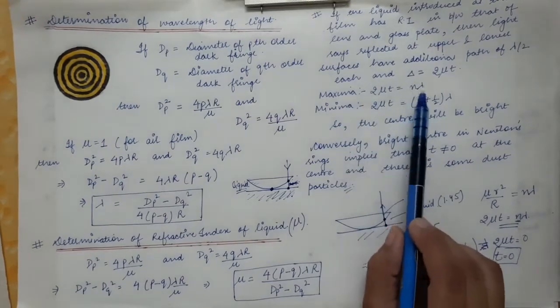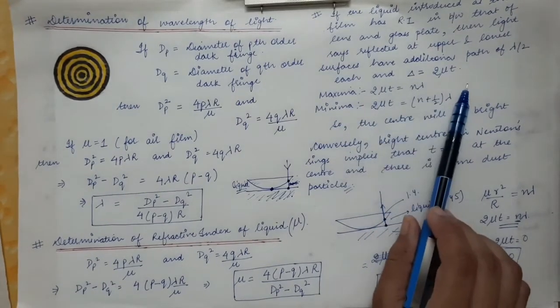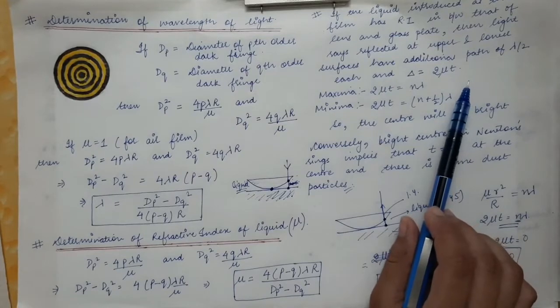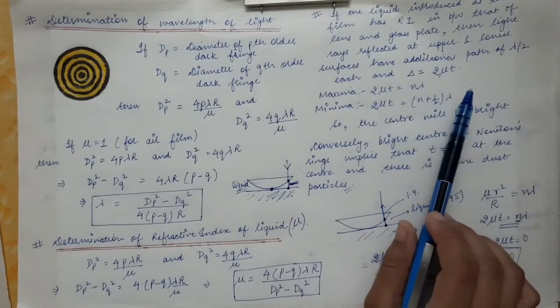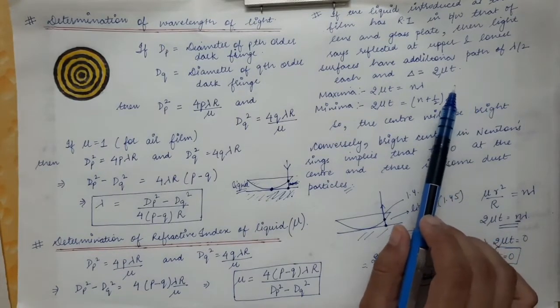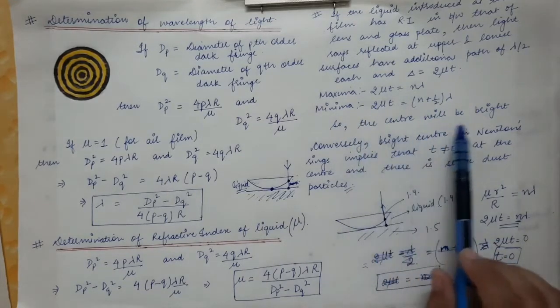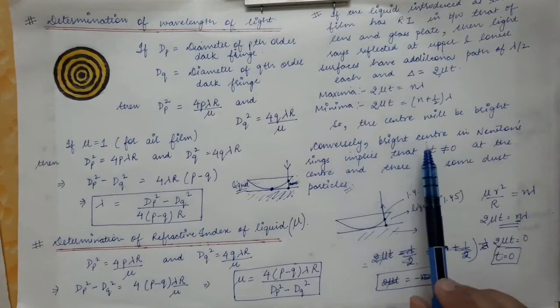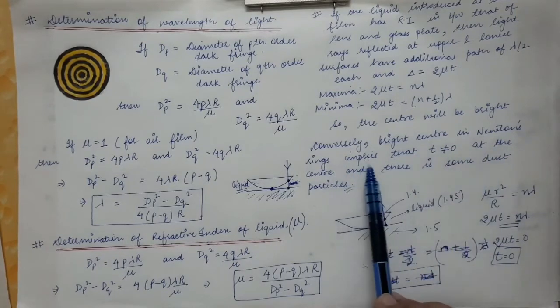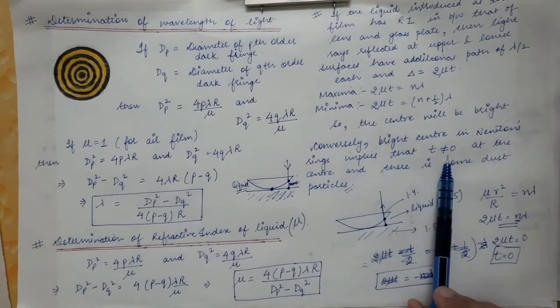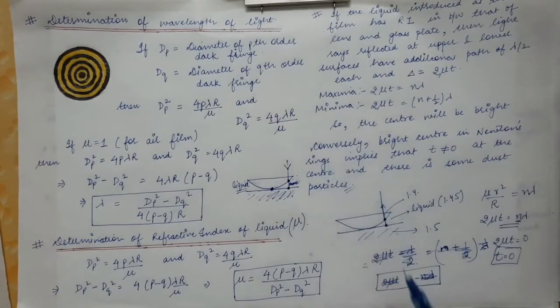So when you put n is equal to 0, T will come out to be equal to 0, and T is 0 at the central point or at the point of contact. So the central fringe will be a maxima. So the center will be bright. Conversely, a bright center in Newton rings implies that T is not equal to 0. Now what is the meaning of this statement?